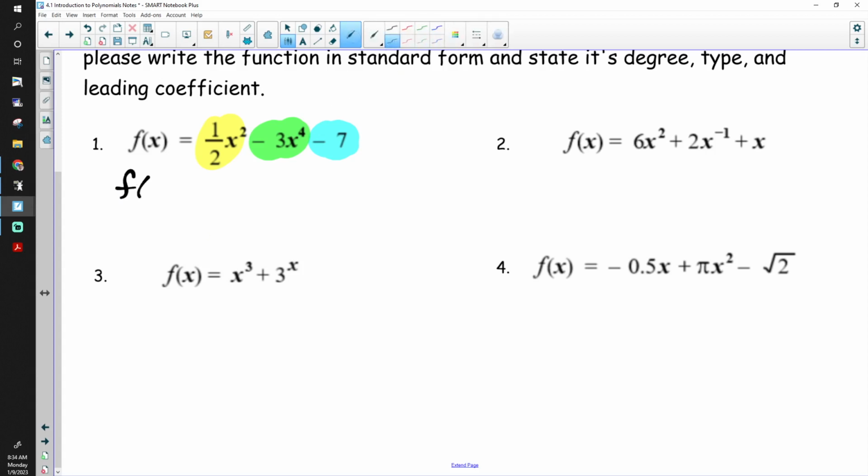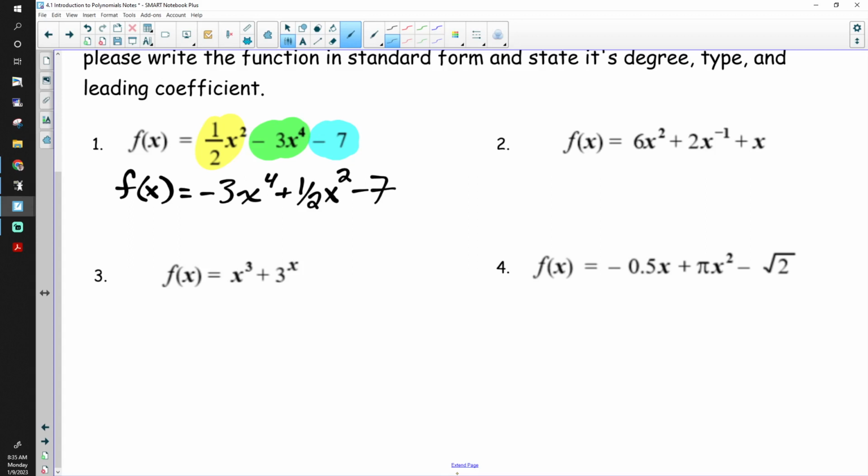So f of x equals, which one's first? Largest exponent is 4, so negative 3x to the 4th. And see how that negative comes with? Make sure you bring whatever sign is in front with it if you're moving it. The next biggest exponent is this 2. This is positive, so plus 1/2 x squared. And then the negative 7 doesn't have any exponents, so that's at the end. This is in standard form. Our exponents go from biggest to smallest.